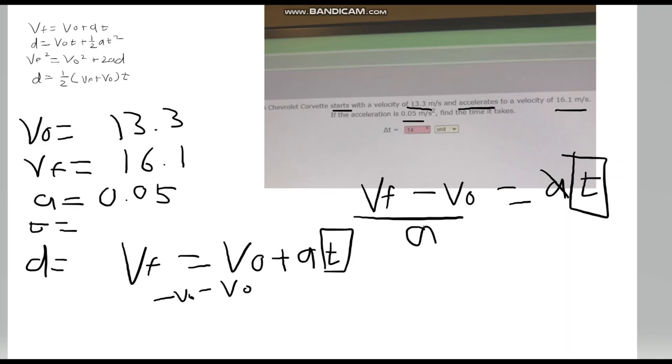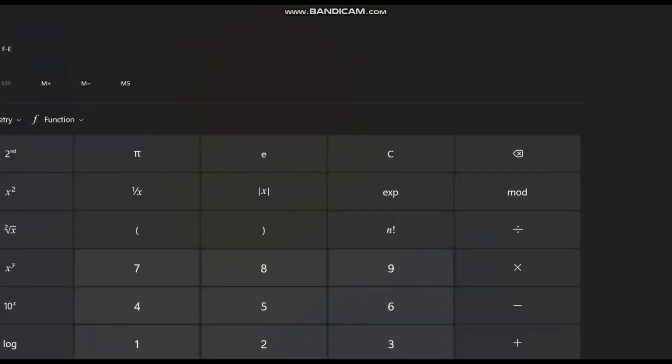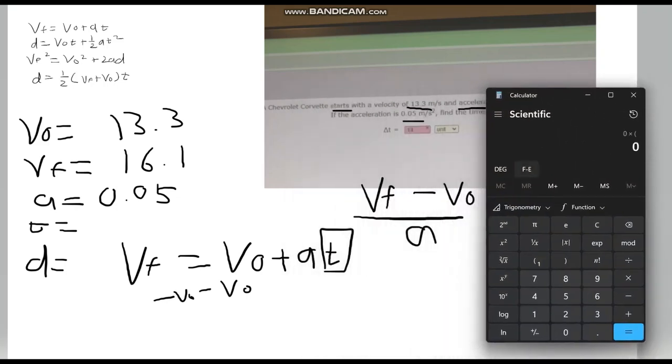And yeah, once you reach this point, then you can put all the numbers in your calculator, which I'll do right now. I'm just gonna type all the numbers in. 16.1 minus 13.3, enter. And then you just divide that by 0.05, and then you get 56 seconds.